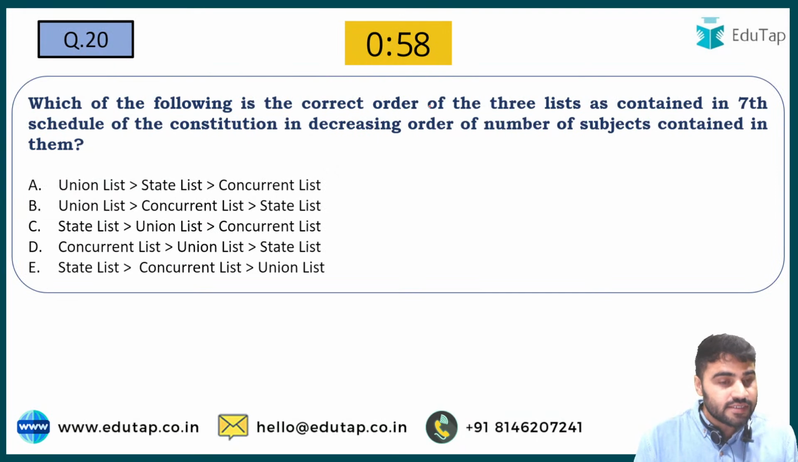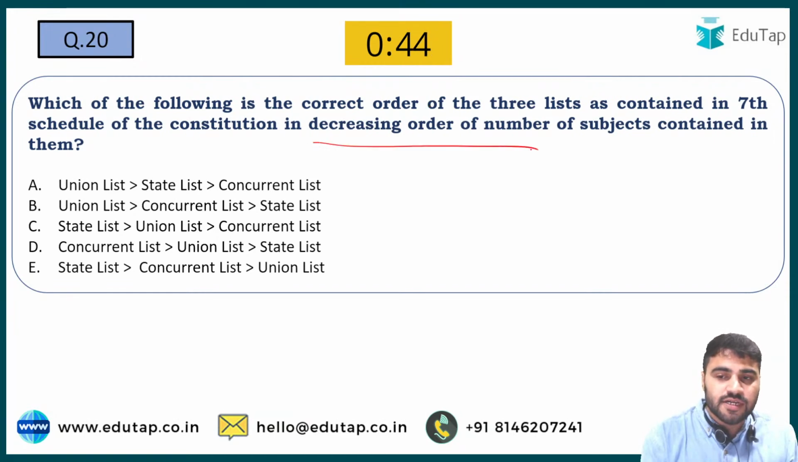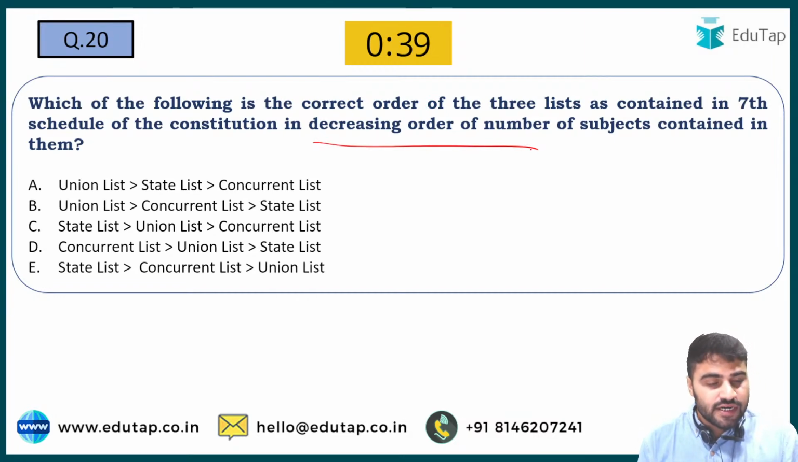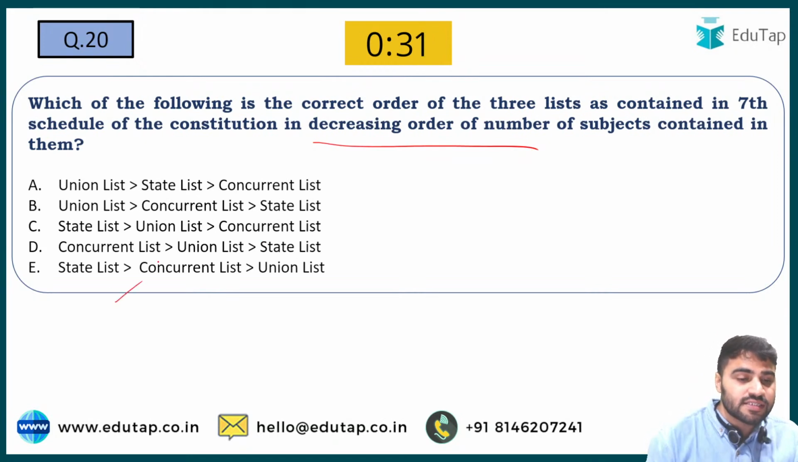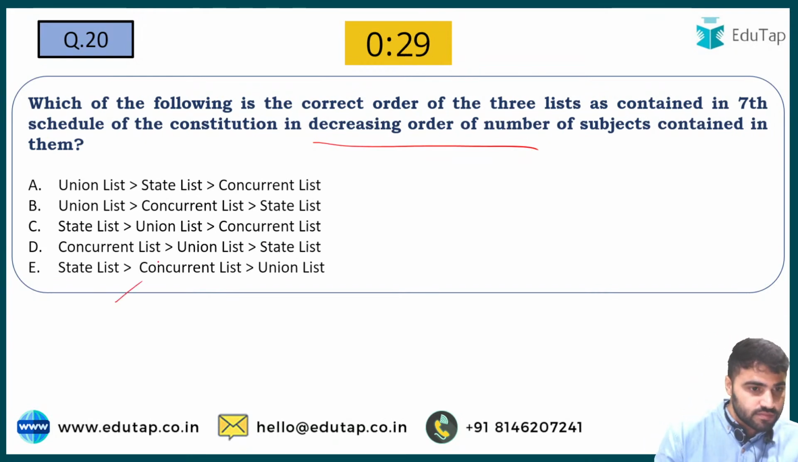Question number 20, guys. Question number 20 is: which of the following is the correct order of the three lists as contained in the 7th schedule of the Constitution in decreasing order of number of subjects contained in them? Right? So you have to tell the decreasing order of number of subjects contained in each of the schedules. Your options are: union list, state list, concurrent list; union list, concurrent list, state list; concurrent list, union list, state list; or state list, concurrent list, union list.